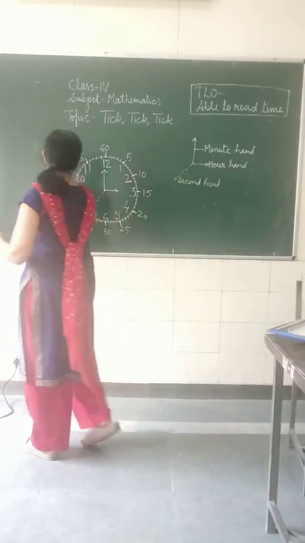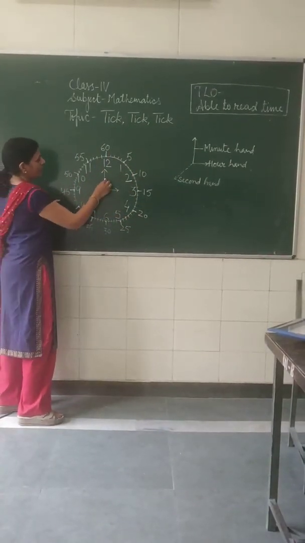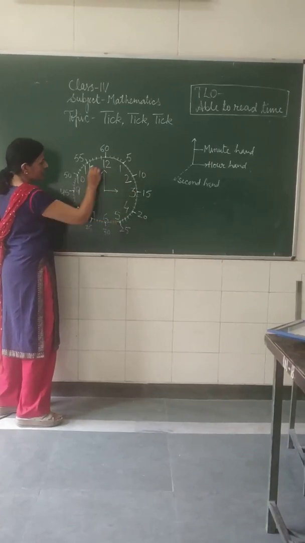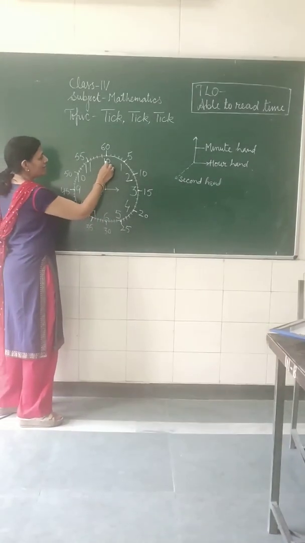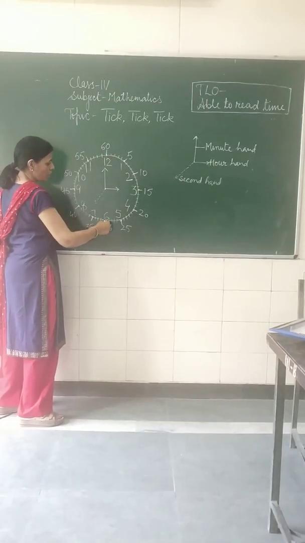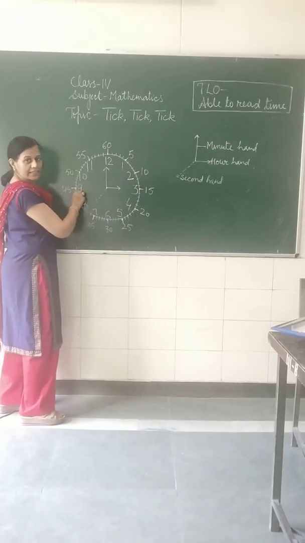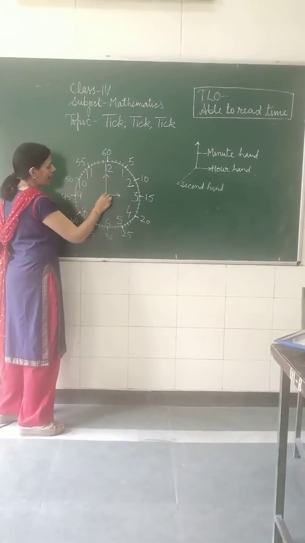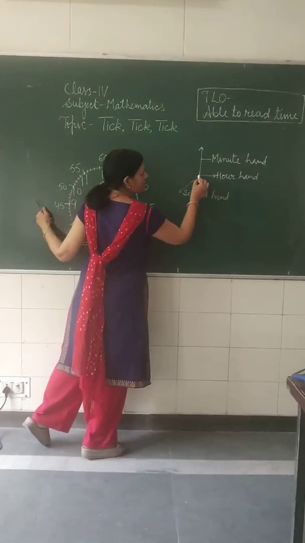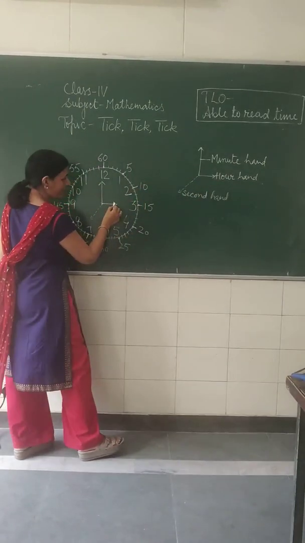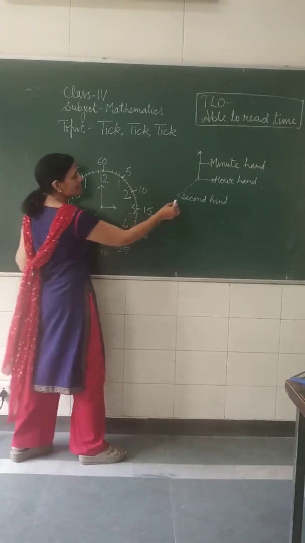So let me tell you about clock. I have drawn this clock here. These are the numbers I have written on the clock, and every clock has these numbers. 12 is just on the top, and just opposite 12 is 6, here is 3, and just opposite 3 is 9. The big hand which I have drawn here, that is minute hand, and small hand is the hour hand, and the hand with the dotted line is second hand.